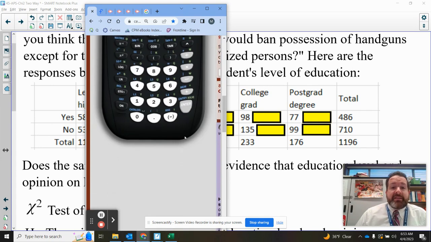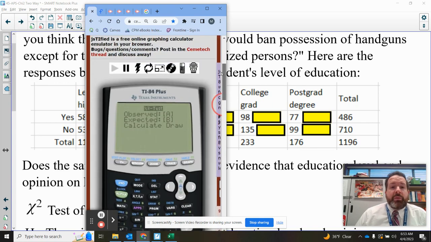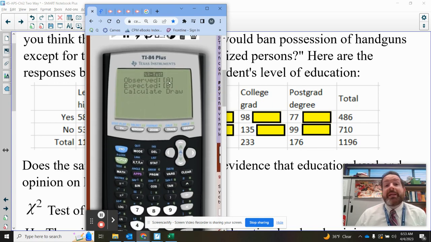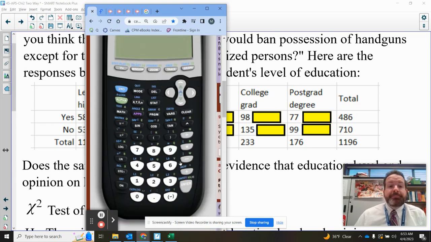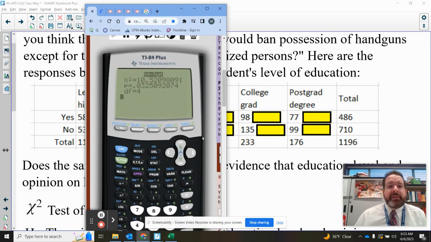It's going to ask us, all right, where's your matrix of observed counts? So that's the one we just made. That's matrix A. For the expected, you don't have to make it. It's going to make it for you. It just needs to know where to store it. So just leave those as A and B. Never change. Let's do the calculation.